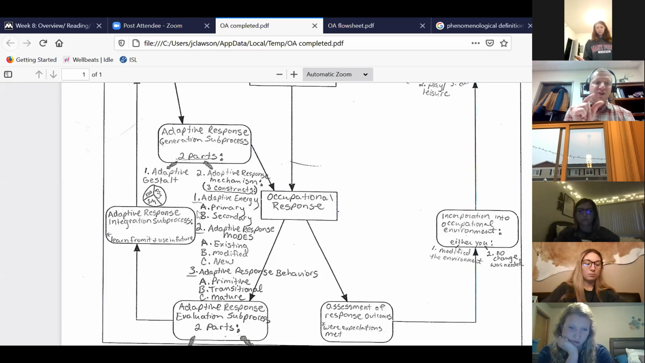How much cognition do I need? How much psychosocial do I need? How much sensory motor do I need? And I can assess that or determine that based on what occupation I'm doing.